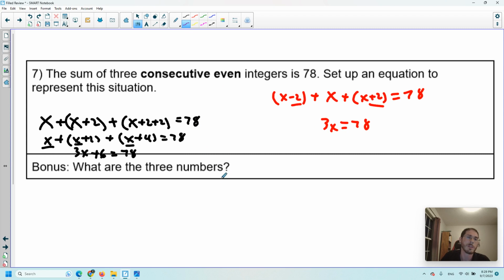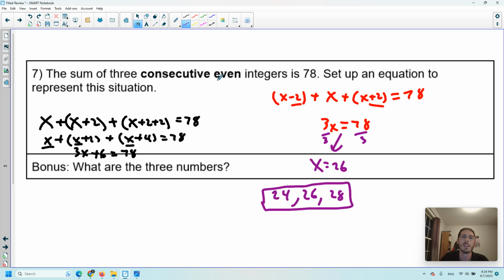Again, this doesn't really matter too much because it's bonus, but it's always fun to figure them out. We know that 9 squared is 81. We're 3 away from that, so we should have 26 for x in this case. So if I'm solving from here, or I could just divide both sides by 3, I'll get 26, which means that 26 is in the middle. One higher would be 28, and one lower is 24, because remember, the numbers have to be even. So we're counting by 2s. And that's it for number 7.